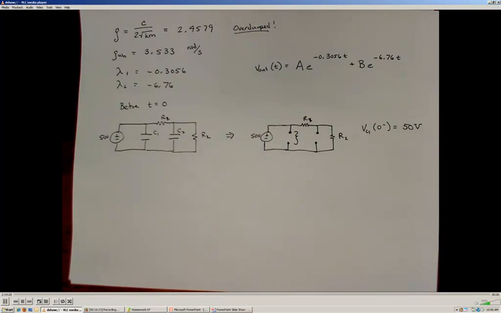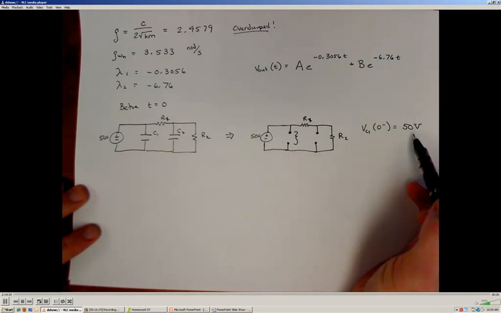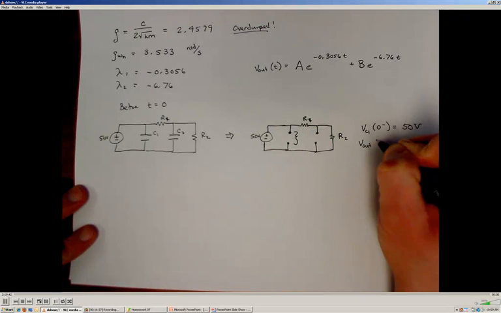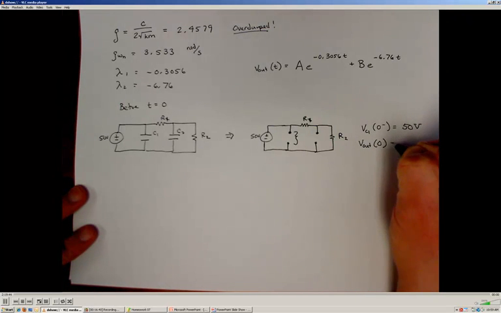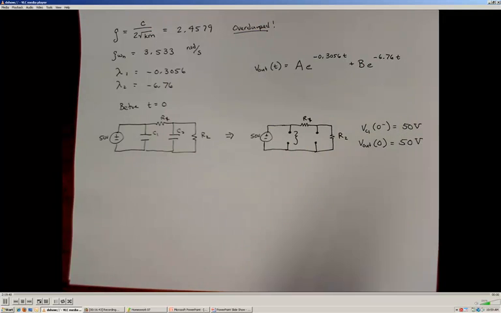I also know from the property of capacitors that as soon as that switch opens, the potential across the capacitor cannot change instantaneously. So since the potential can't change instantaneously, that means right after time is equal to 0, right after that switch opens, the potential across the capacitor still has to be 50 volts.